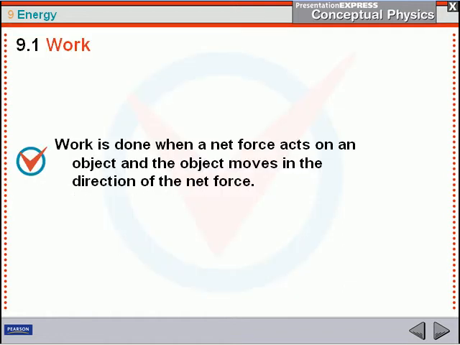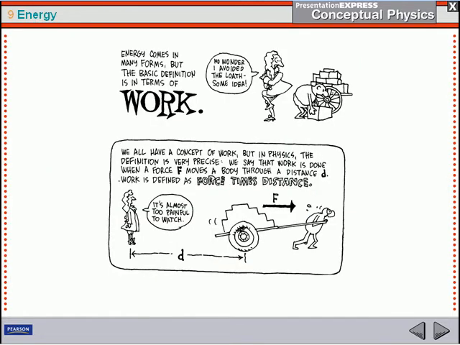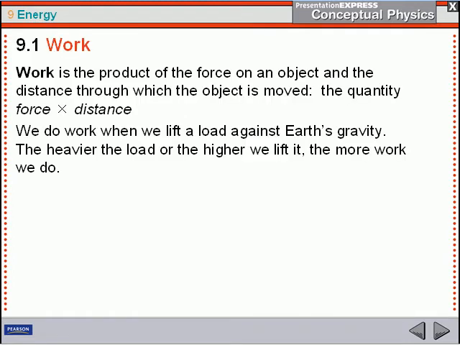So the first section, 9.1, is on work, and work has everything to do with force and distance that an object moves, and we'll see that more clearly when we see the actual mathematical definition of work. So, what is work? Well, work essentially is force times distance. So we say that work is the product of force times distance.